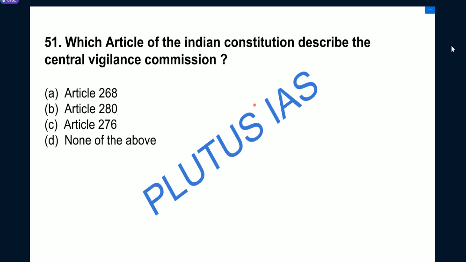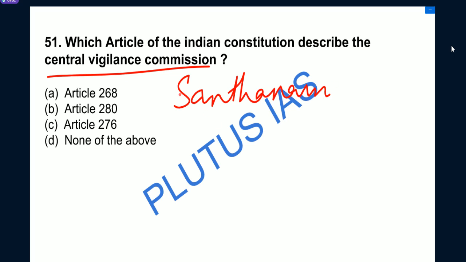Which article of the Indian Constitution describes the Central Vigilance Commission? Central Vigilance Commission के लिए कौन सा आर्टिकल है हमारे कॉन्स्टिट्यूशन में? पहली बात तो कोई आर्टिकल प्रेजेंट है भी, because Central Vigilance Commission, when was it established? It was established on the basis of the Santhanam Committee report. है ना? संथानम कमेटी की एक रिपोर्ट आई थी, उसकी रिकमेंडेशन पे there was Central Vigilance Commission.